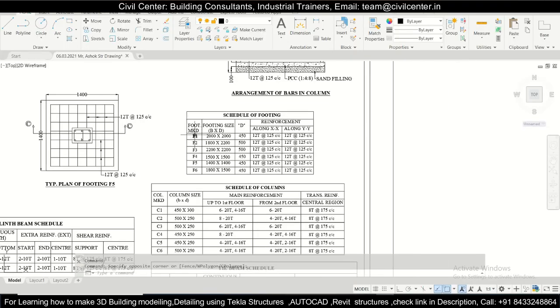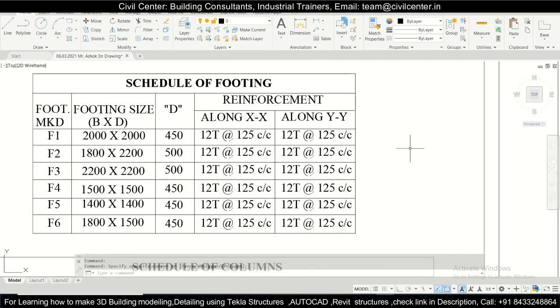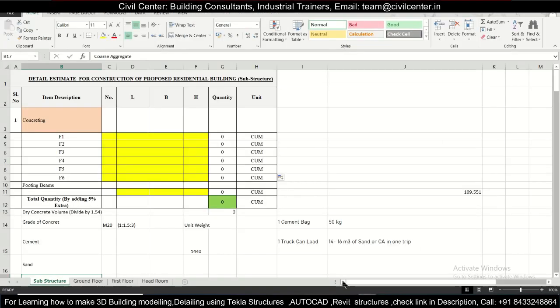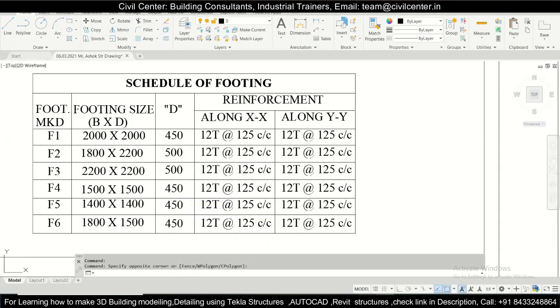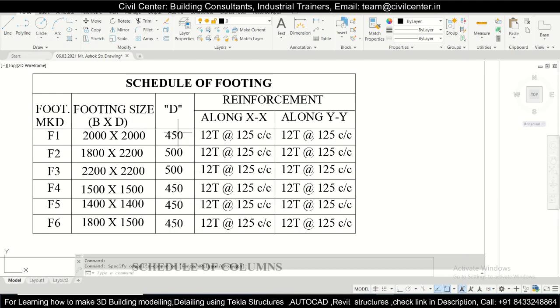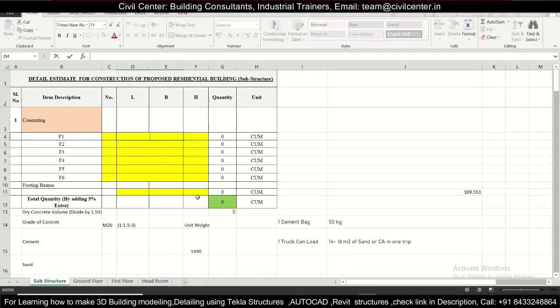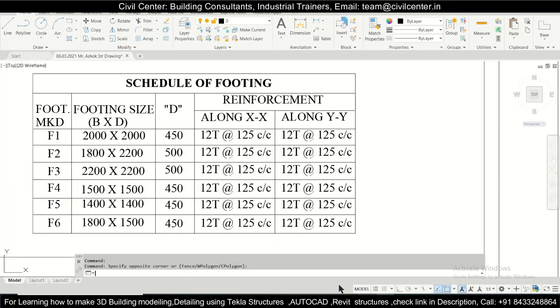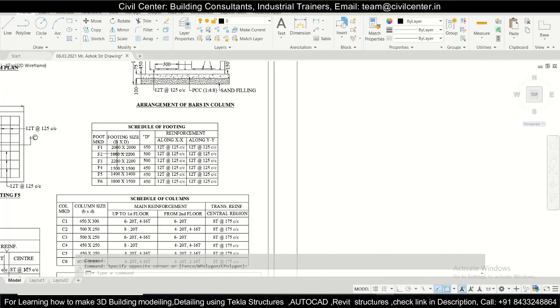First of all, we'll find out the size. We can write the sizes of these various footings here. The size of this F1 is 2000 into 2000. So we can write the area directly. It is 4 into 6 zeros, and we are working in meters here. So it means here it is 2 meters into 2 meters, which will be 4 square meters. So we'll just write 4 here, and for the next size, as you can see, it is F2.